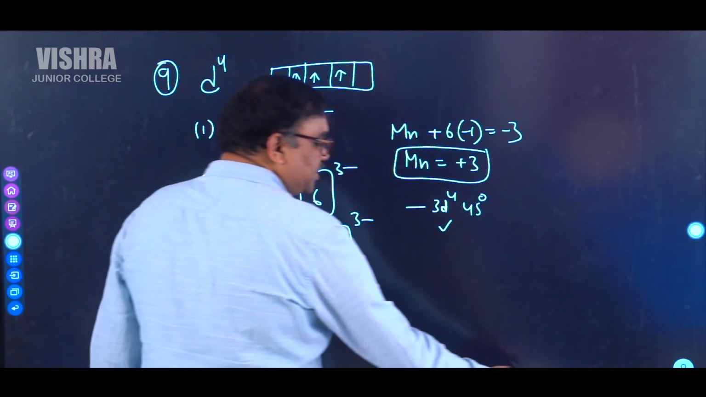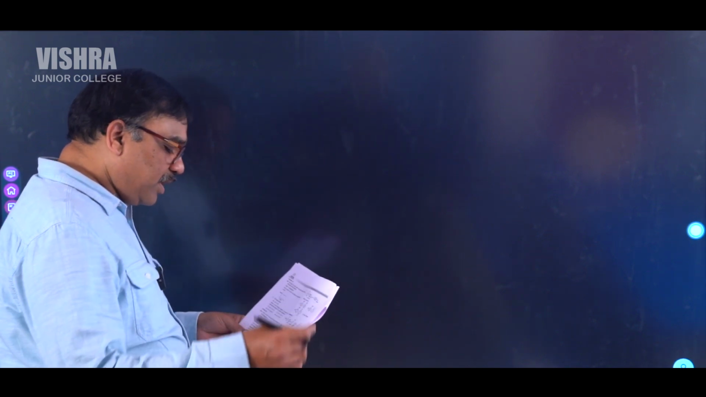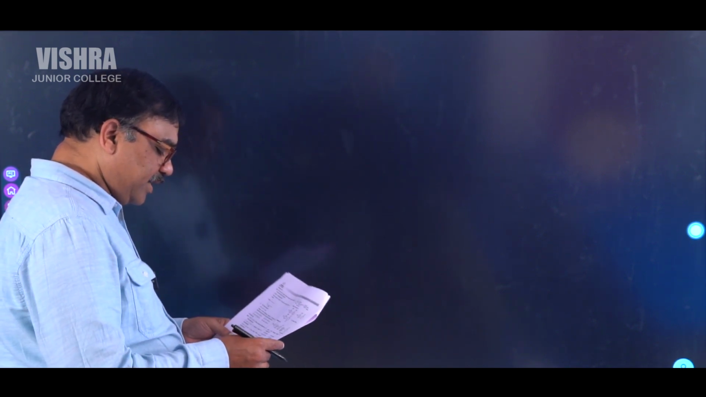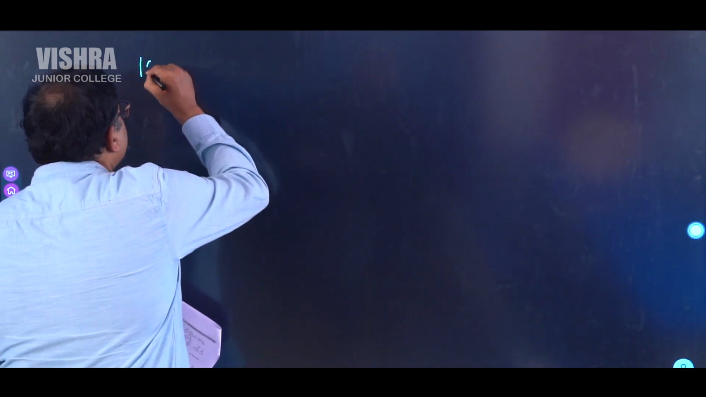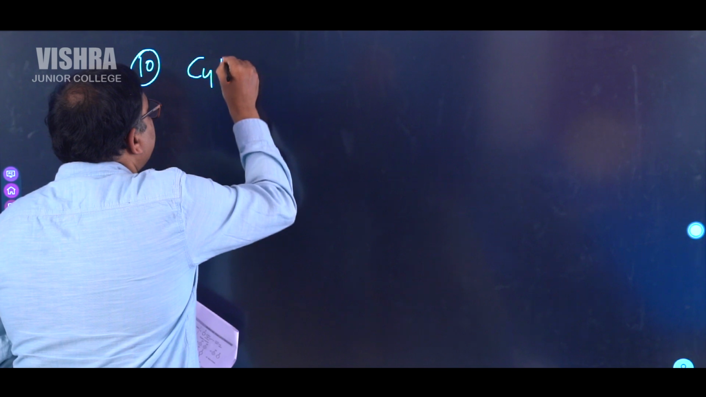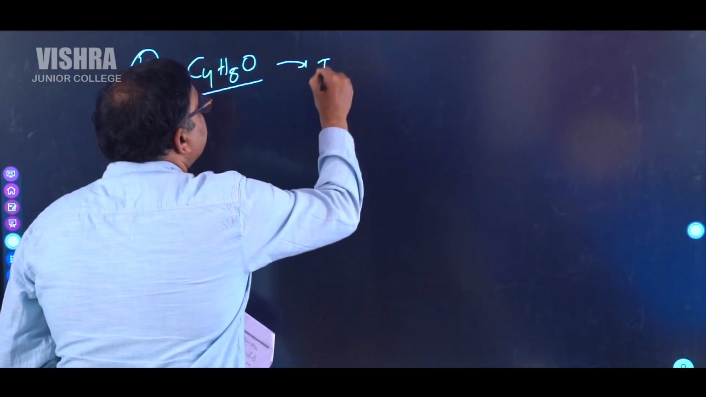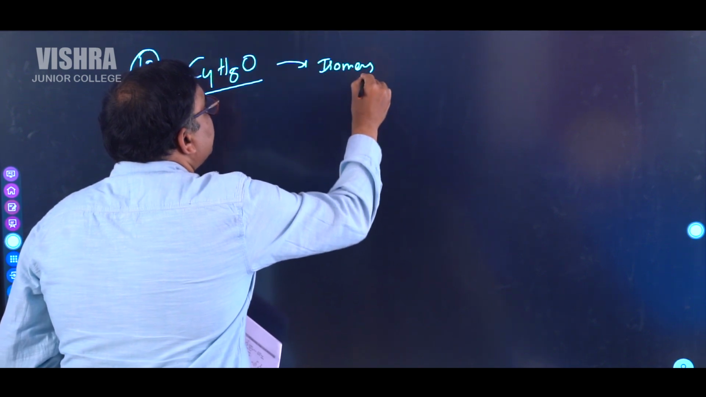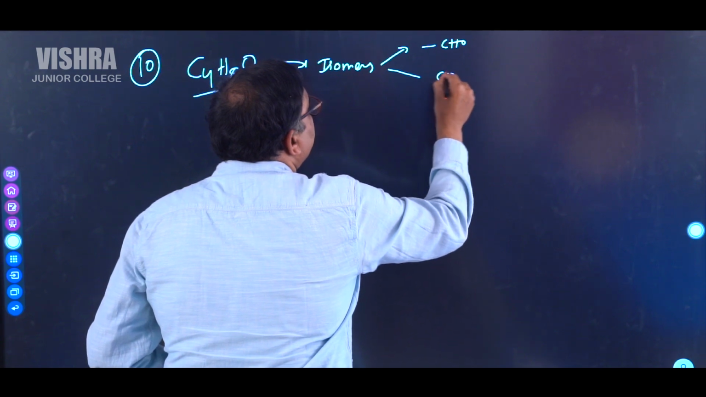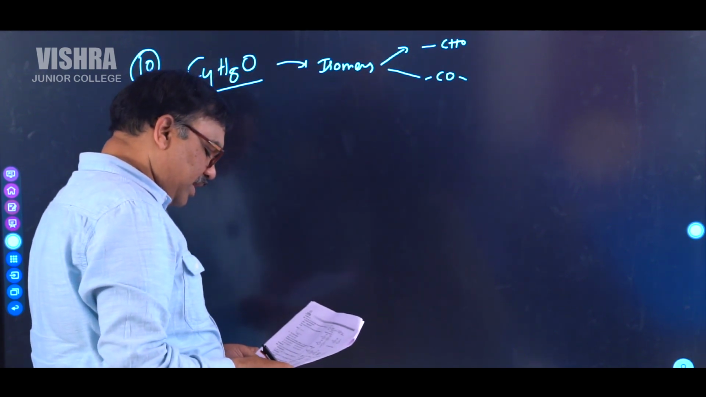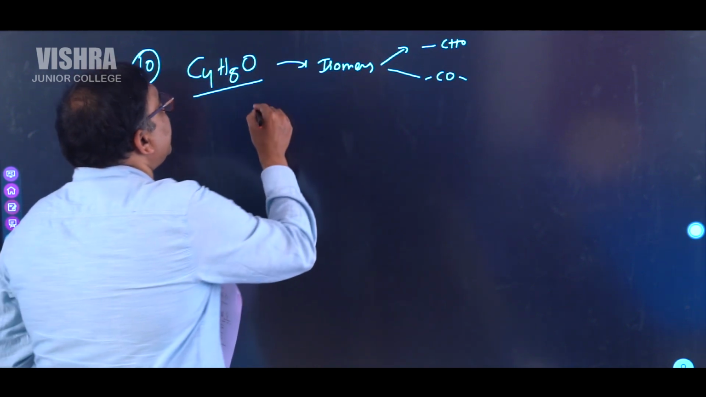Let's go to the 10th question. Question number 10. Total number of isomers possible, aldehydes and ketones only they are asking. The 10th one is C4H8O. In this, how many isomers are possible? These isomers should have a CHO group or a CO group, aldehydes and ketones. How many are possible? So, 3 are possible.